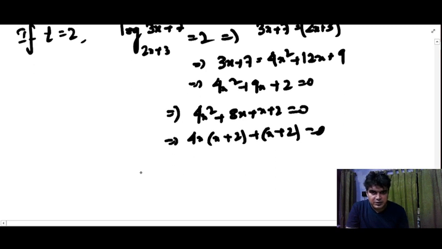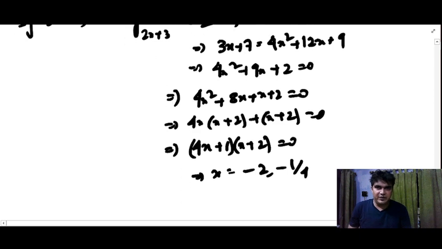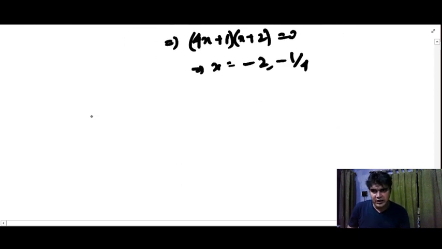So that means 4x plus 1, and here I am having x plus 2 equals 0. So it will give me x equals minus 2 and minus 1 by 4. So we are having three values of x, right? x equals minus 4, another one is x equals minus 2, another one is x equals minus 1 by 4.